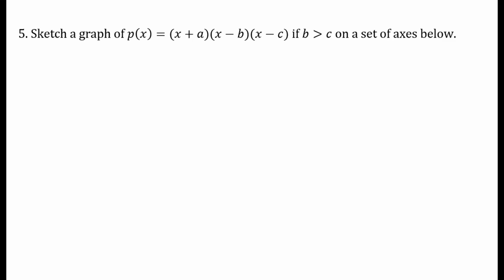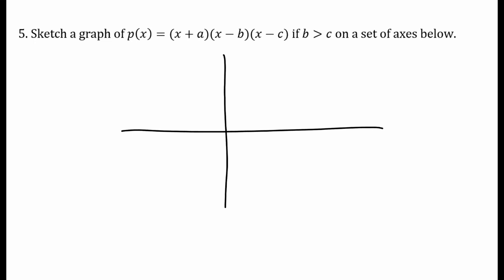Number 5, sketch a graph of p of x equals x plus a, x minus b, x minus c, if b is bigger than c on the set of axes below. So let me draw a sketch of a set of axes. Well, it's in factored form, so my zeros are x equals -a, x equals b, and x equals c. So we're going to assume that they're all positive. We're going to assume a, b, and c are positive, which means that there's -a.